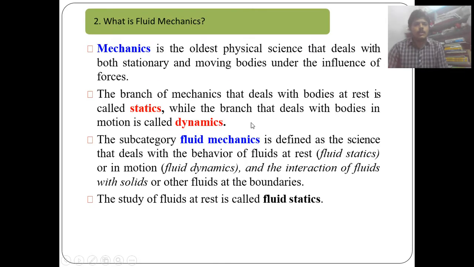Now we'll see what fluid mechanics means. Before we learn fluid mechanics, first we should know what mechanics means. As you all know, mechanics is the oldest physical science that deals with both stationary and moving bodies under the influence of forces. The branch of mechanics that deals with bodies at rest is called statics, while the branch which deals with bodies in motion is called dynamics.